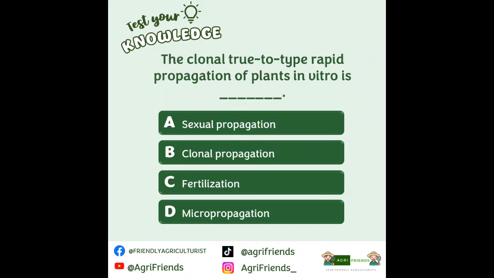Next, the clonal true-to-type rapid propagation of plants in vitro is A, sexual propagation, B, clonal propagation, C, fertilization, or D, micropropagation. The answer is micropropagation. So your clue here is the in vitro. Clonal propagation is the process of reproducing genetically identical plants through asexual means, such as cuttings. Fertilization is the union of the female and male gametes forming a zygote. And sexual propagation involves fertilization.